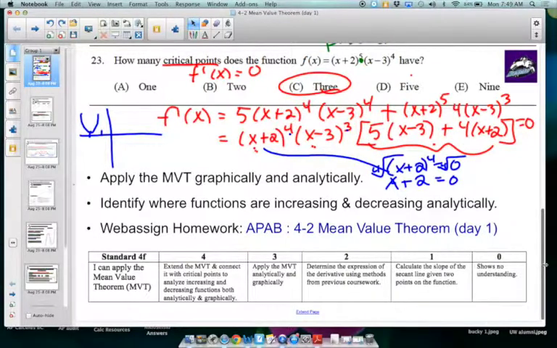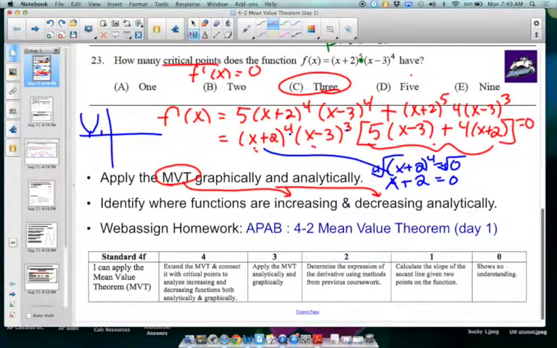Okay, so for today we're going to talk about something called the mean value theorem. And we're going to look at that graphically, and we're going to look at that analytically. In other words, using algebra. Okay? And we're going to take that and use that to talk about increasing and decreasing functions. I think you might have a good conceptual knowledge of that. Okay? And we're spending today and tomorrow doing this. So questions about that? Okay.